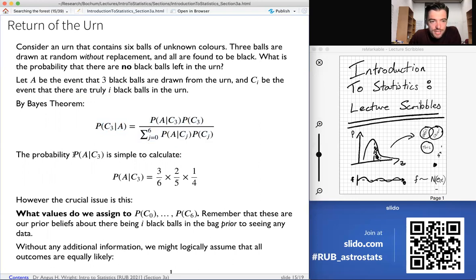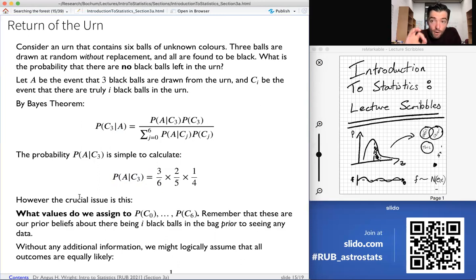Now, this likelihood, the probability of seeing 3 black balls given that there are actually only 3 in the urn, is simple to calculate. That's just 3 over 6, because the probability of drawing a black ball first is 3 out of 6. Then you've drawn 1, so the next draw is 2 out of 5, and the next draw is 1 out of 4. So it's easy to calculate this probability. The critical issue is what value do we assign to the probabilities P(C0), P(C1), P(C2), all the way through to P(C6).